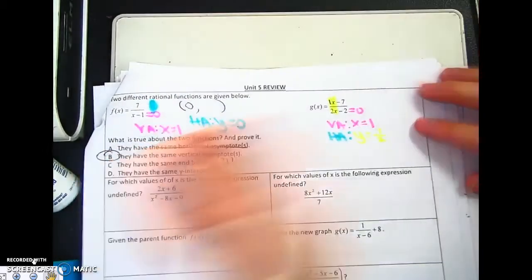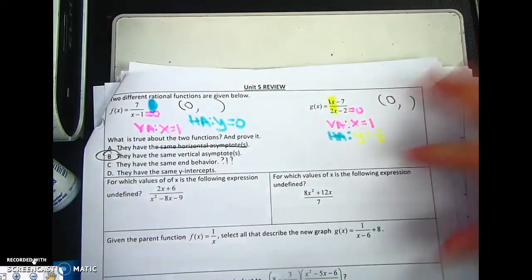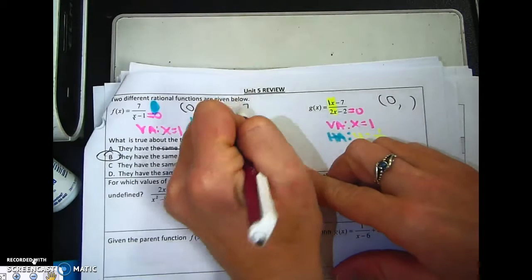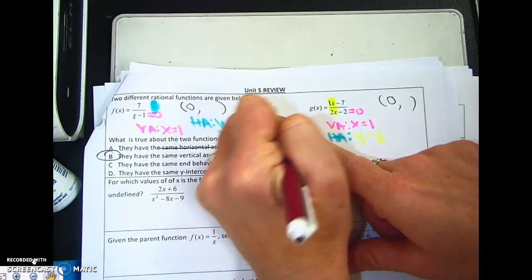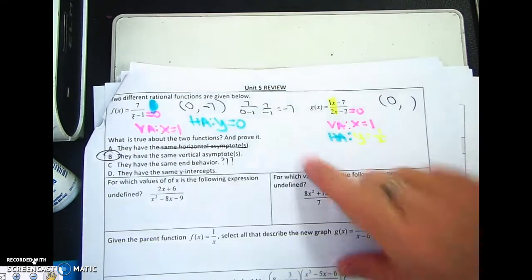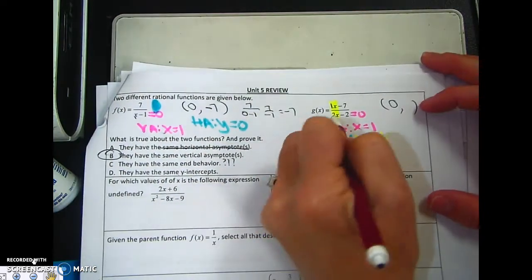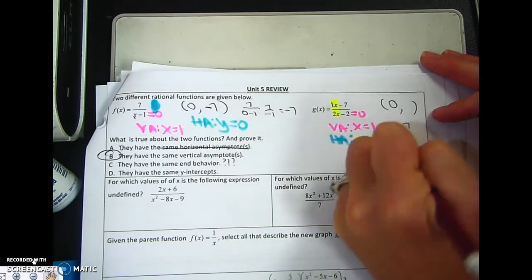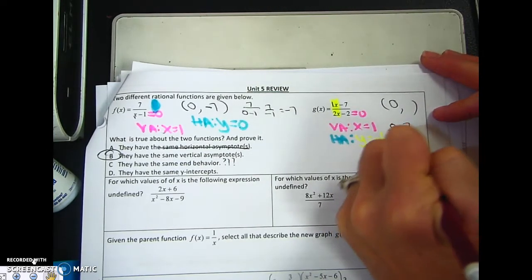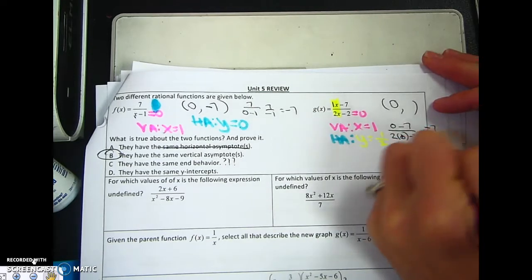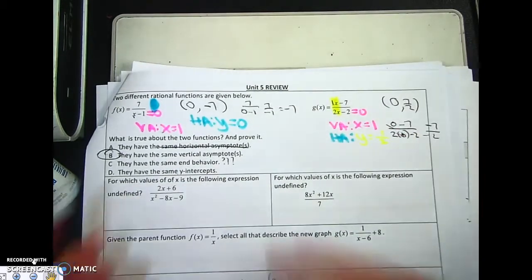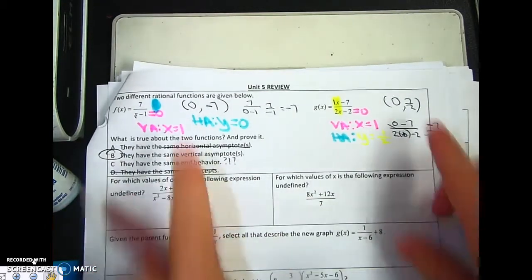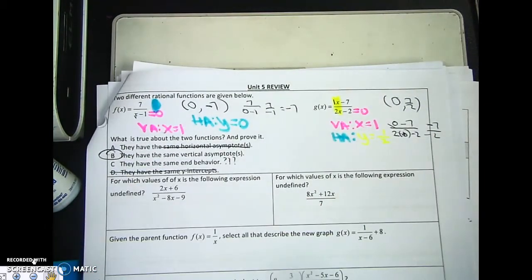So to figure out the y-intercept, I need to plug in 0 for this one and 0 for this one. So I'm going to take the 0 and plug it in. 7 over 0 minus 1. 7 over negative 1 is negative 7. So that's the y-intercept for that one. If I plug that in, I'm going to go 0 minus 7 over 2 times 0 minus 2, which is negative 7 over negative 2, which is positive 7/2. So they don't have the same y-intercept. Okay? I need you to be aware, this is what I'm looking for when it's a multiple choice answer.